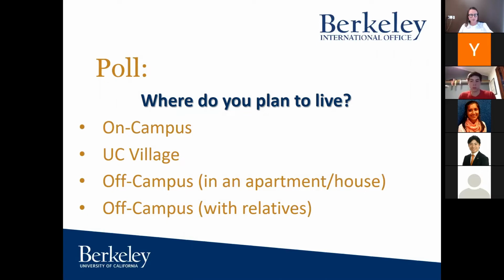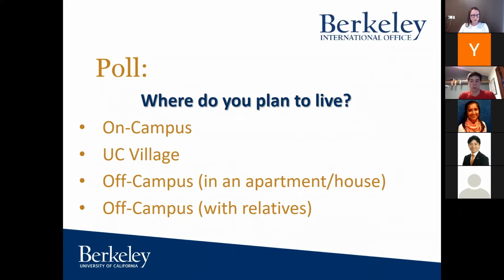Okay, so most of you have answered, so I'm going to go ahead and end the poll. And let's see. So the majority, 52%, said off campus in an apartment or a house, but pretty close, 42% said on campus. Okay, that's quite a bit. And then just 3 people said University Village, and no one has said off campus with relatives. Okay, great. That gives me a good idea.